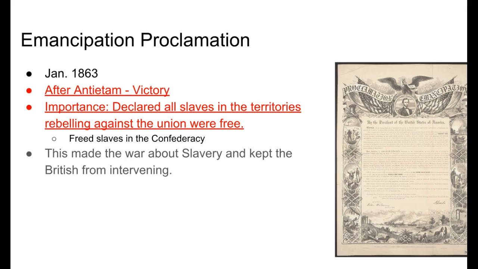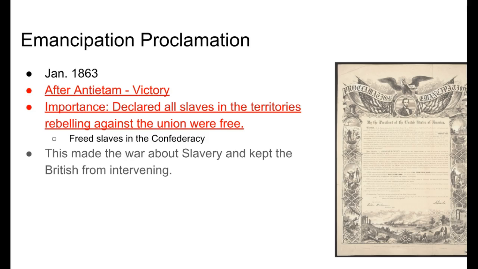The second reason was that this made the war about slavery. The British were interested in supporting the South during the war, which obviously we did not want to happen. However, the British were very much against slavery. So if we made the war about slavery, the British would not intervene. That was the second reason the Emancipation Proclamation was delivered: it allowed the British to stay out of the war because they didn't want to be involved in a war against slavery.